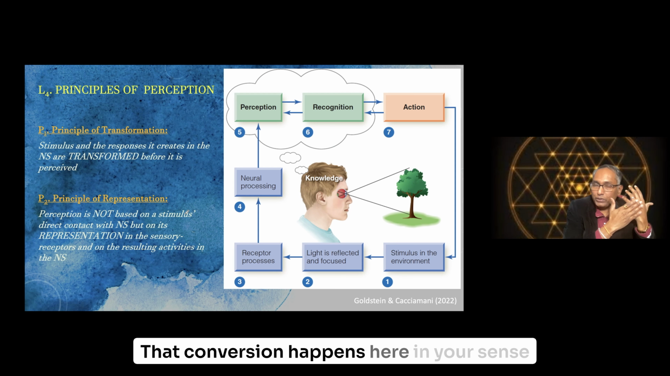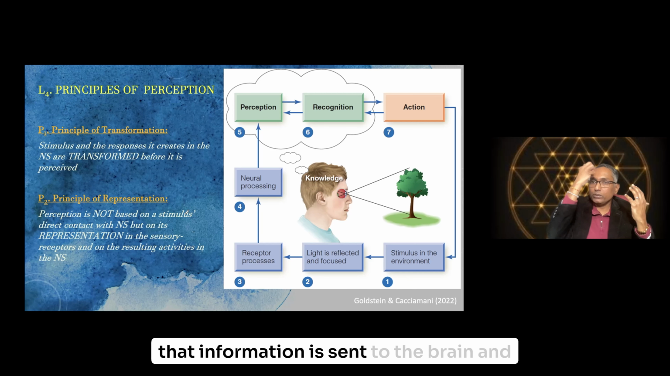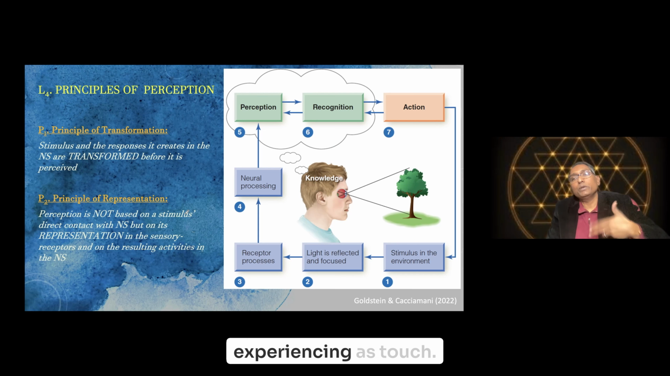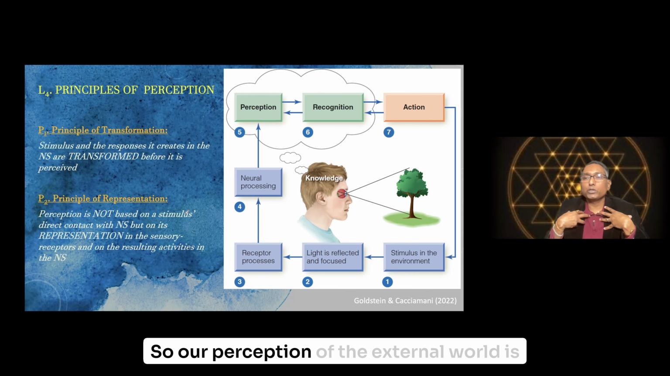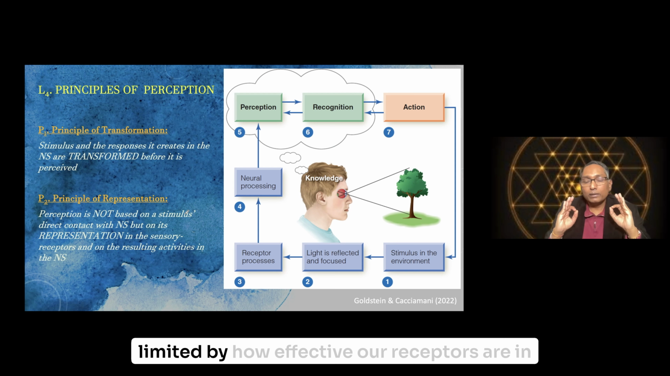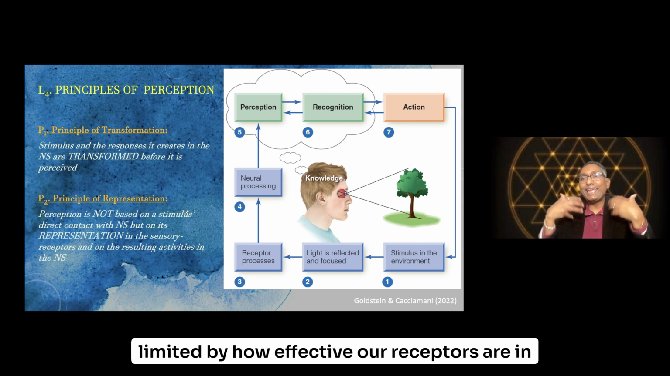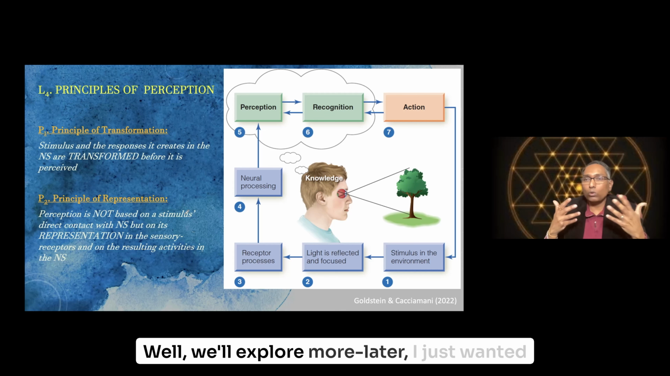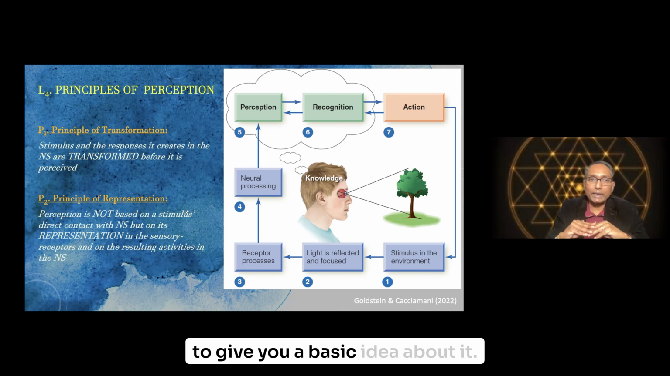That conversion happens here in your sense organ. That information is sent to the brain, and that representation is what your brain is experiencing as touch. So, our perception of the external world is limited by how effective our receptors are in capturing the essence of the external world. Well, we'll explore more later. I just wanted to give you this basic idea about it.